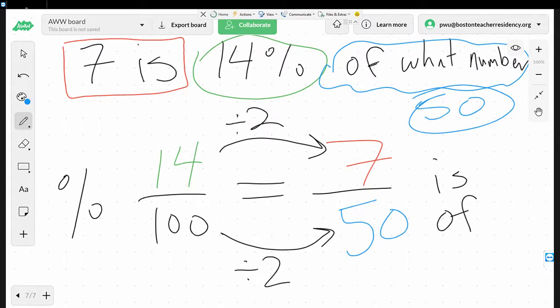I'm going to stop there for now. I hope this was a little bit helpful for reviewing how to use is over of to find the 3 different types of percentage problems.